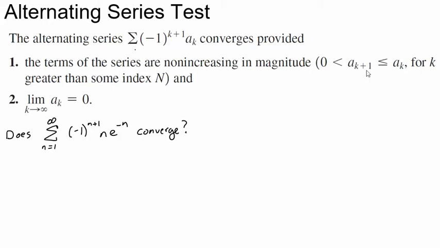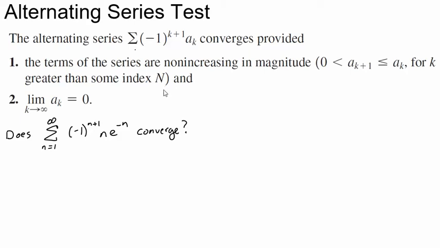And you'll notice that these terms here are greater than 0. That's speaking to the fact that we're using the term magnitude here. Magnitude is basically referring to the absolute value of these terms. Because it's alternating, we're going to have positive and negative terms, but because it says magnitude, we're just going to look at the absolute value of those terms. And this says for k greater than some index n.